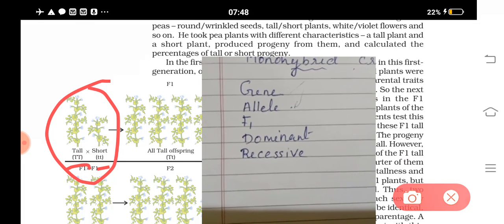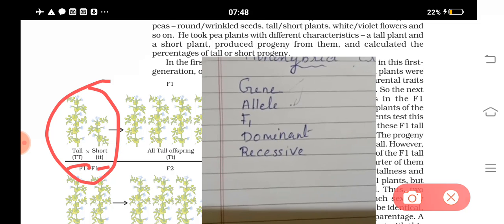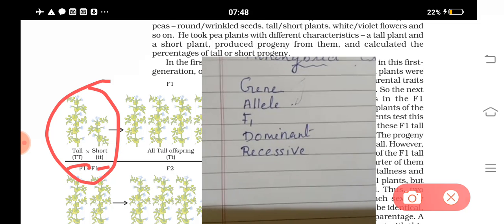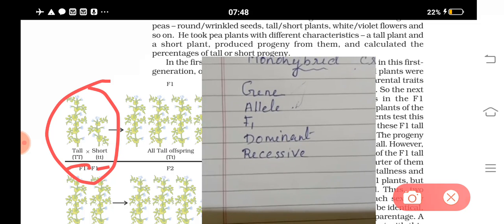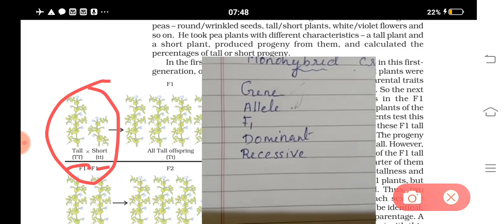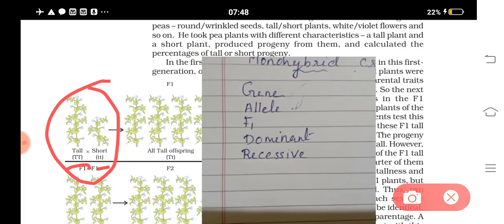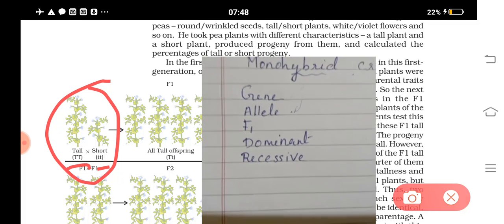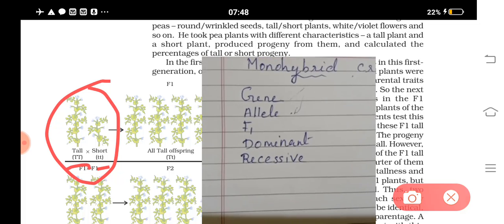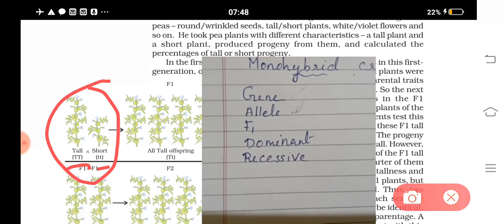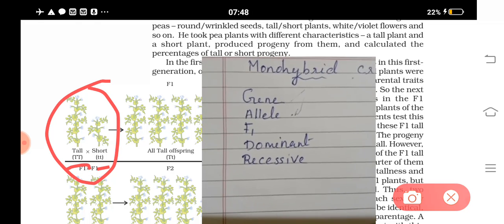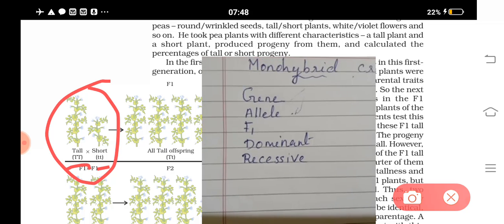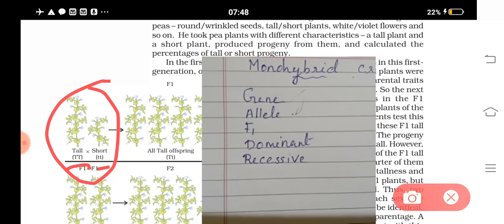Okay, so in a particular person there will be two alleles. Why two alleles? Because in each person, I told you, there will be two sets of chromosomes. One set comes from the mother and the other set comes from the father. So there will be two different alleles for each character, or genes exist as two alleles.